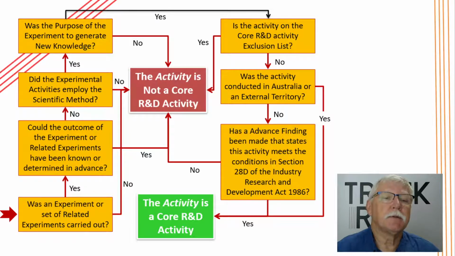The next box is, did the experimental activities employ a scientific method? And again, you need to relate this to the standards of the industry in which you work. Thus, an engineering company would undertake a different type of experimental protocol to that of a chemical company or a pharmaceutical company.